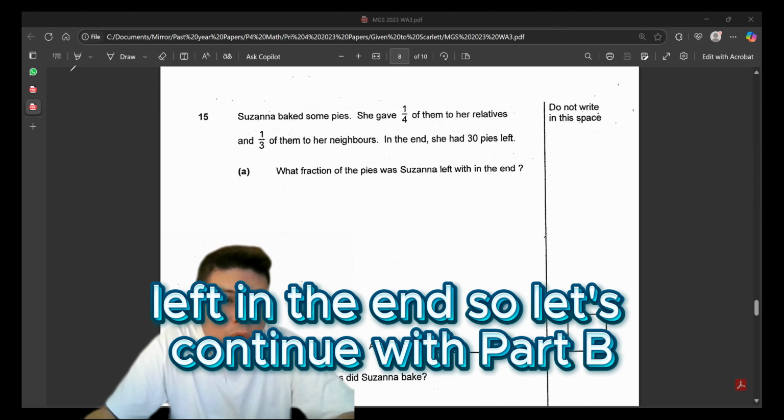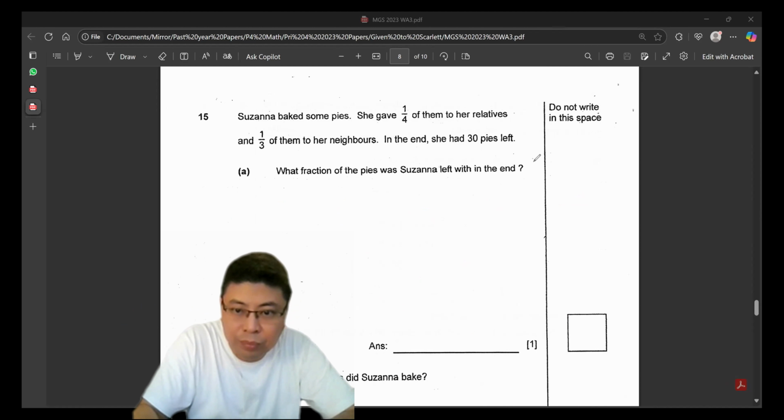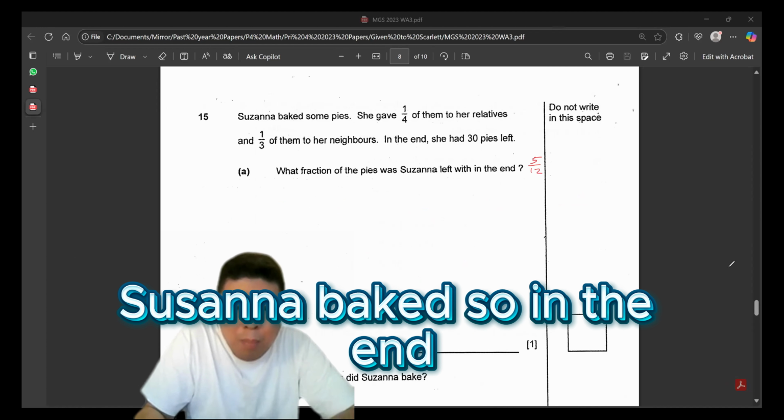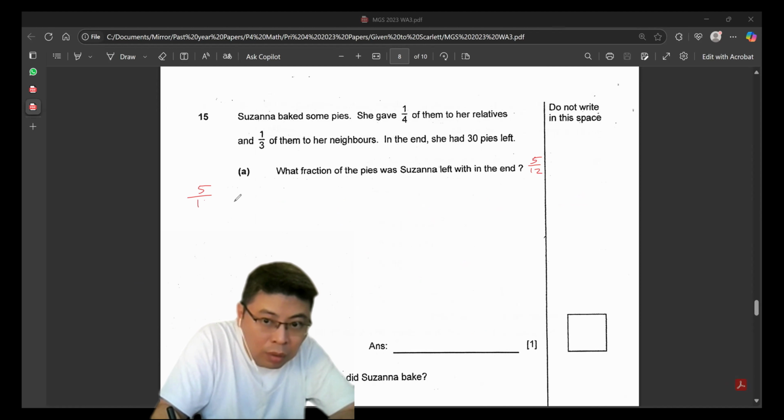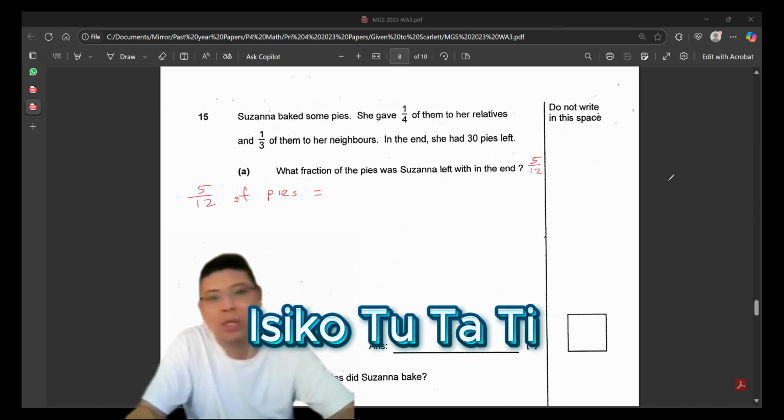So let's continue with part B. Okay, part B is how many pies did Susanna bake? So in the end, she had 30 pies left. And what fraction of pies was she left? 5/12, meaning 5/12 of the pies is equal to 30.